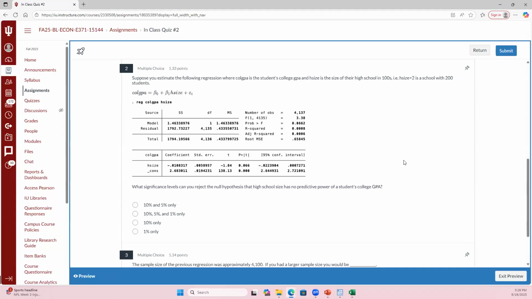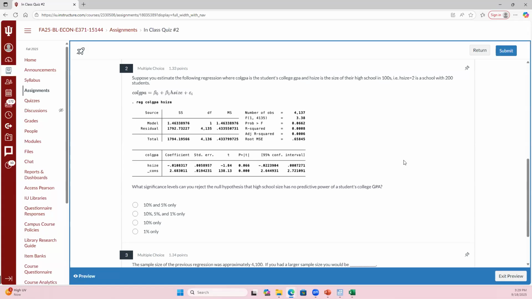So can I reject the null hypothesis at the 10% level? Sorry, not 10%, at the 90% level. Well, at the 90% level, what would my alpha be? 0.1, so the remaining would be 10%. So is my p-value less than 0.1? Yes, so I can reject the null. Remember, the null is that there's no relationship, or that high school size has no predictive power. So at the 90% confidence level, I can reject that null and say, no, high school size does have predictive power about someone's college GPA.